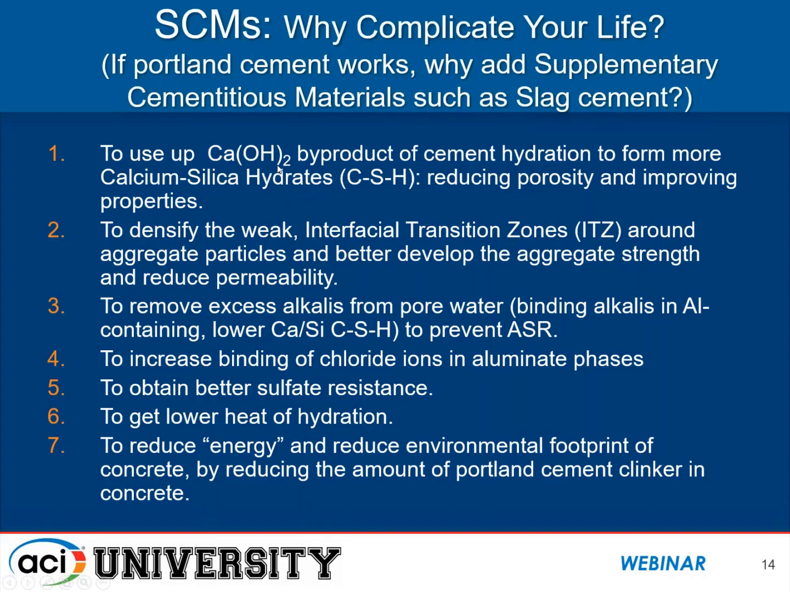Portland cement, when it hydrates, produces calcium silicate hydrates, which bonds the aggregates together and produces the strength of concrete. But as a result, there's also this byproduct, calcium hydroxide, that doesn't provide much in the way of strength. So the slag and the other SCMs will combine with some of that leftover calcium hydroxide and produce more calcium silicate hydrates, reducing porosity and improving properties.